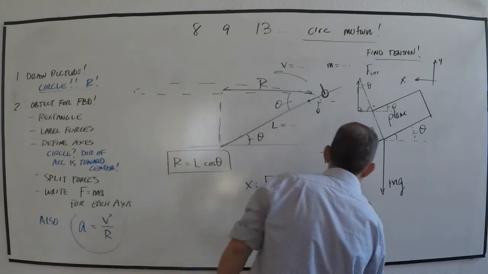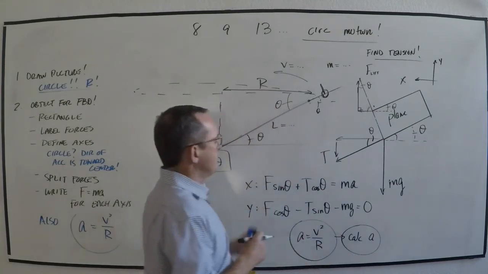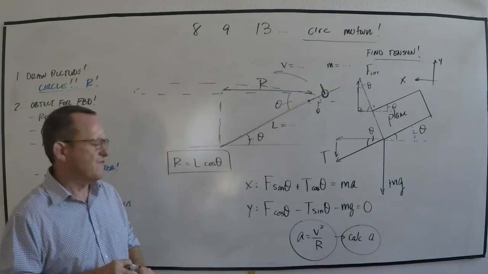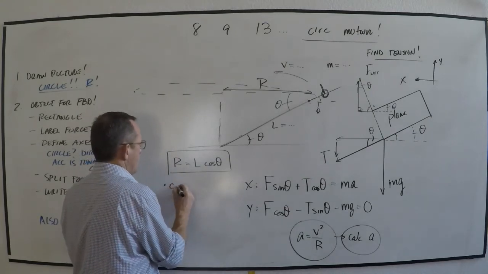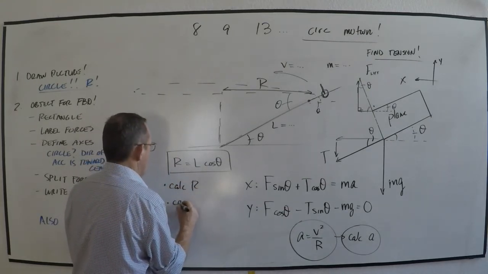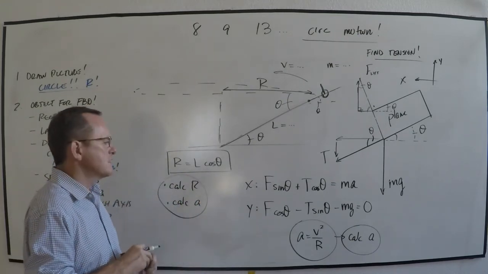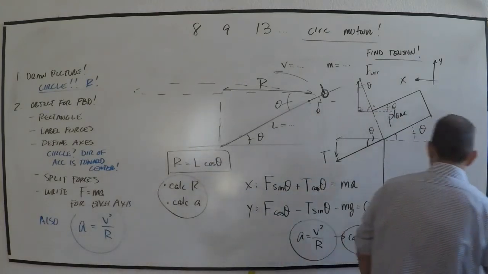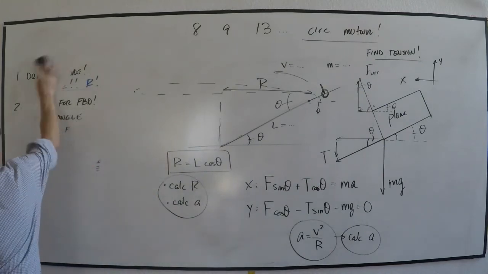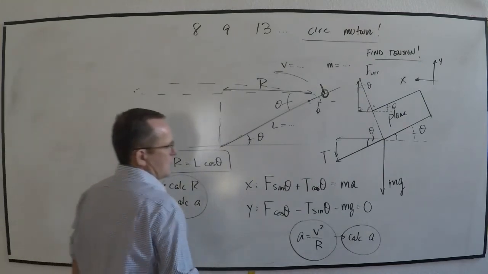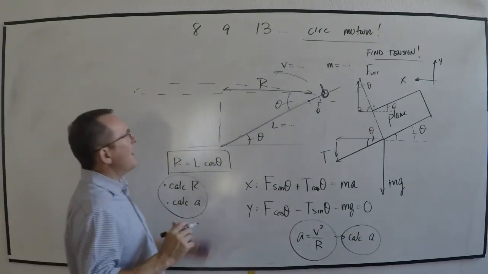Now, I would say in this case, it's also just like when we did problem 8. Good idea, go ahead and calculate a. It's an extra little calculation, but go ahead and calculate R, and then go ahead and calculate a. Usually I'm not a big fan of doing a lot of superfluous calculations, but it will help simplify things a little bit in this case. How do you finish this up? Recognize that you have just two equations, two unknowns. And it looks a lot like problem 9.